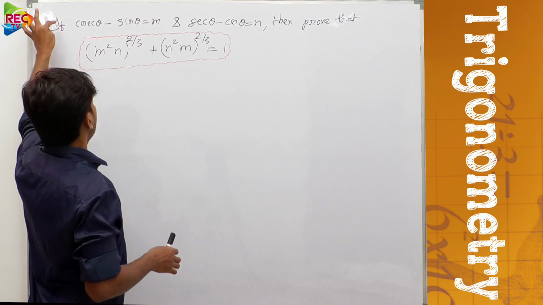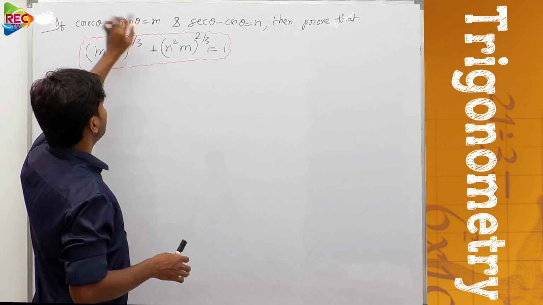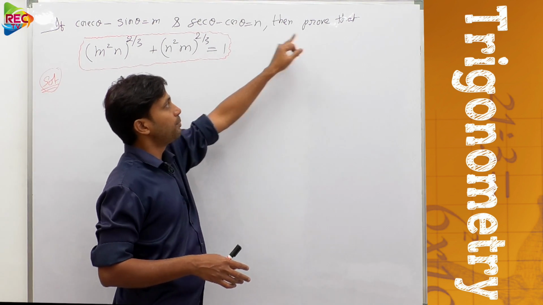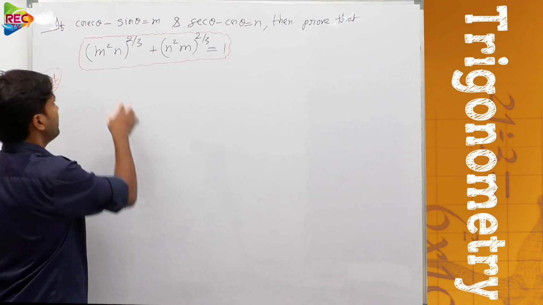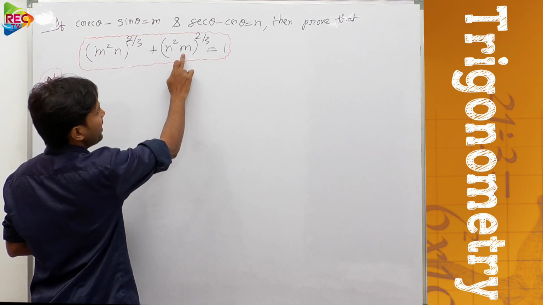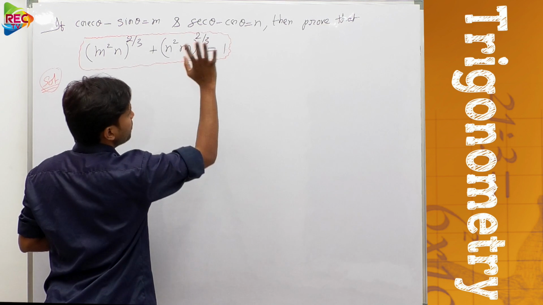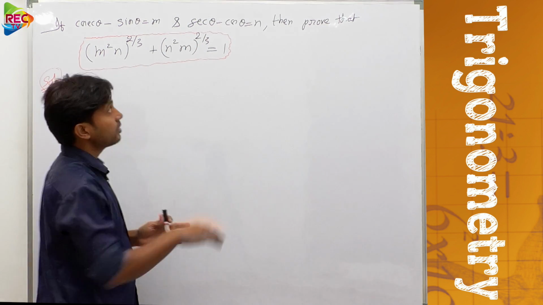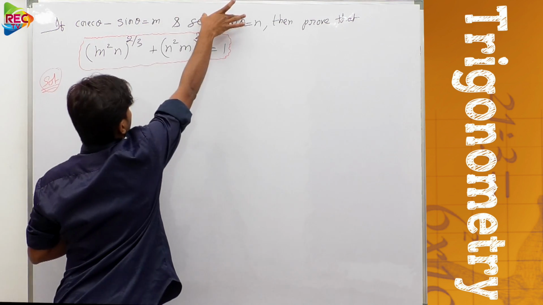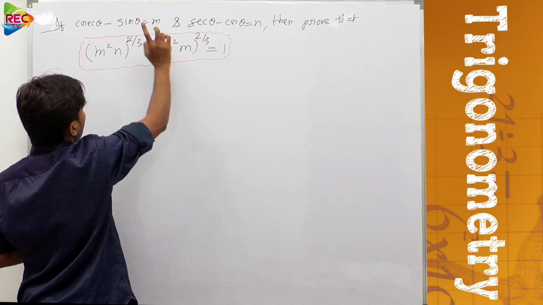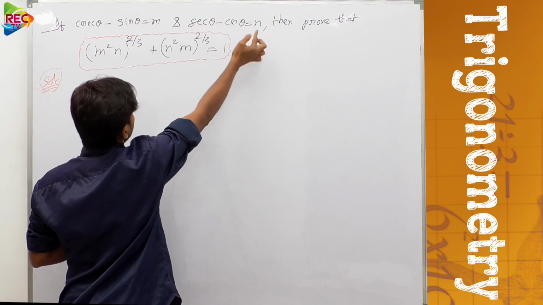Let's see. If cosecant theta minus sin theta equal to m and secant theta minus cos theta equal to n, then prove that (m square n) whole power 2 by 3 plus (n square m) whole power 2 by 3 equal to 1. What are the given conditions? These two are the given conditions: cosecant theta minus sin theta equal to m and secant theta minus cos theta equal to n.